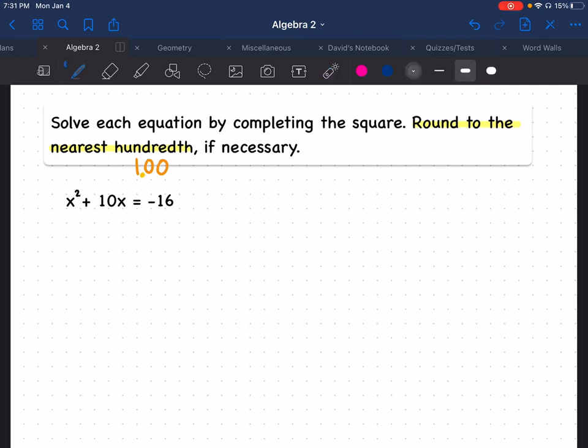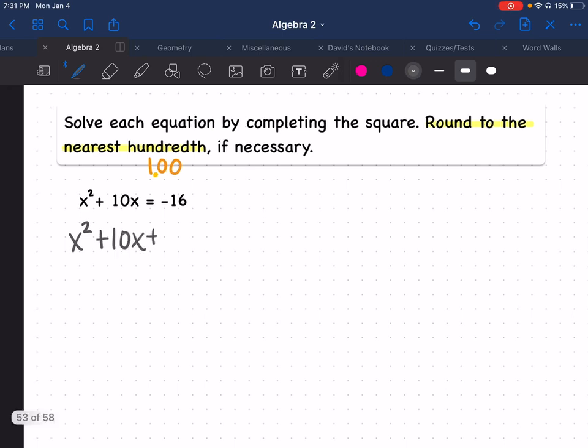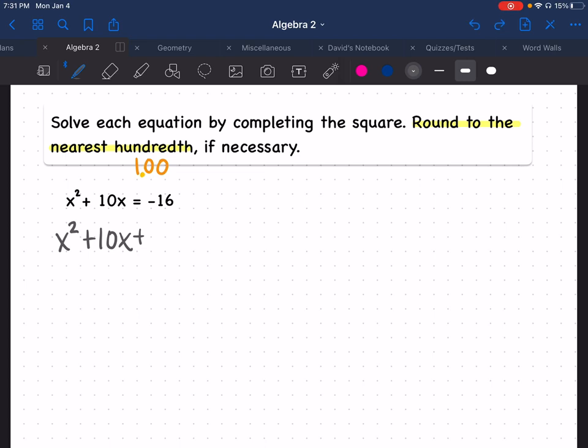So I'm going to go ahead and create room on both sides for me to add that fraction.